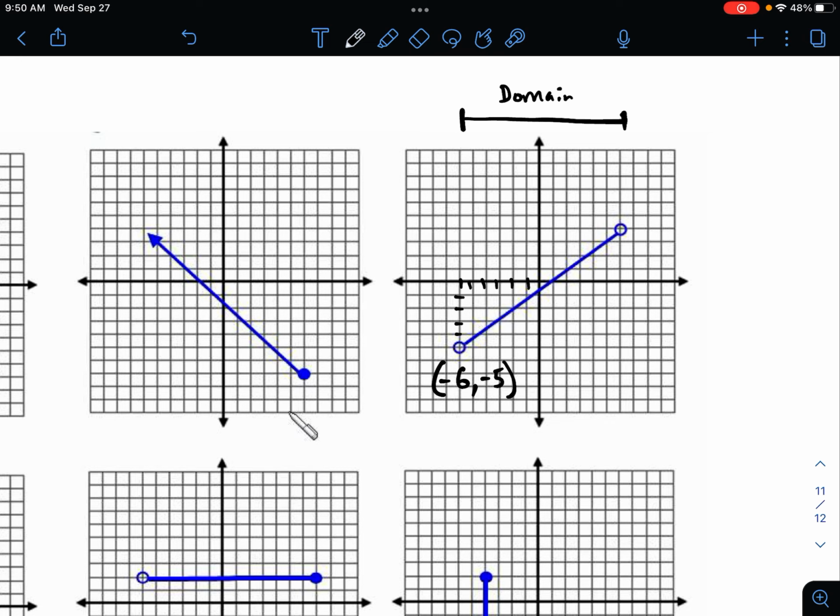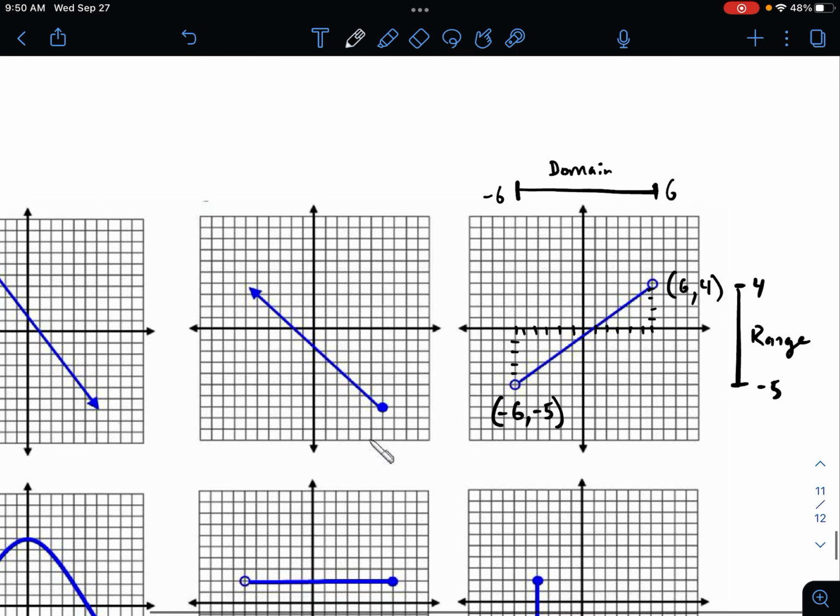And then down 1, 2, 3, 4, 5, so negative 6, negative 5. At this point over here, we're located at 1, 2, 3, 4, 5, 6, up 1, 2, 3, 4, so 6, 4. So I can see that my domain goes from negative 6 to positive 6. And if I think about my range, whoops, too far. My range, the lowest it is at is negative 5, and the highest is at 4, and that's my range.